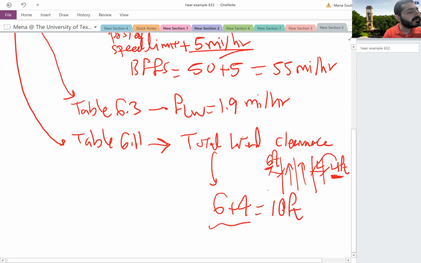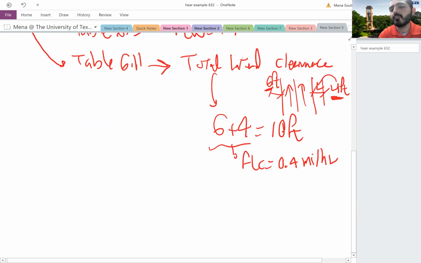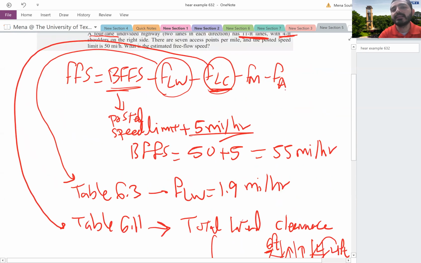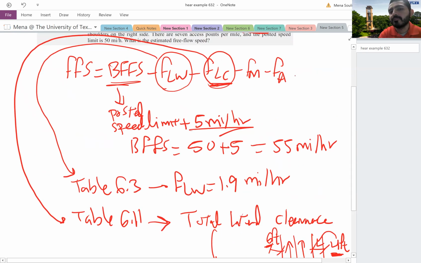So you go back to table 6.11 and you find the 10 feet, and for 4-lane highways, that is going to be 0.4 for the FLC. Therefore, FLC is equal to 0.4 miles per hour. All right, so we got the FLC and we got the FLW.